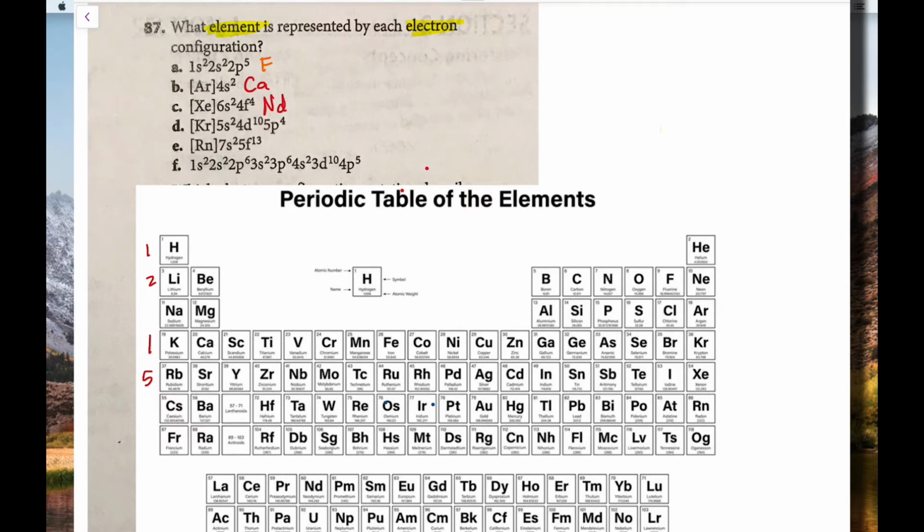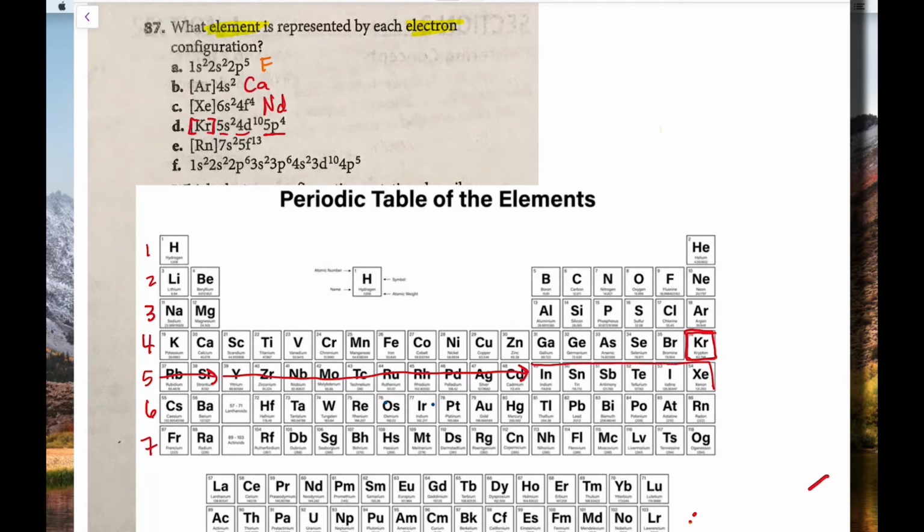I actually want to leave these up, just maybe to make it a bit easier. So I'm looking at krypton. This is my starting point because it's noble gas notation, right? Looking at krypton, I know that I go through 5s2 and 4d10. So 5s2, right? And then 4d10, I go all the way through 4d10. And then I'm at 5p4. So this is the row, my 5p row.